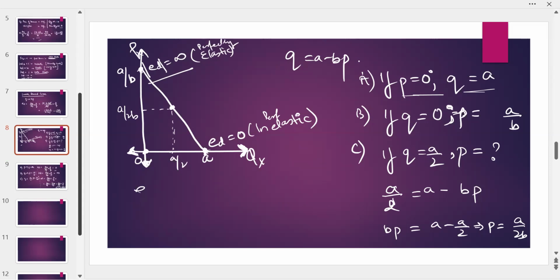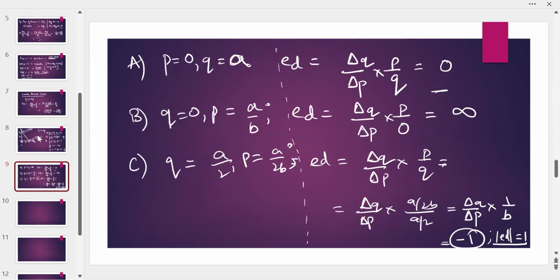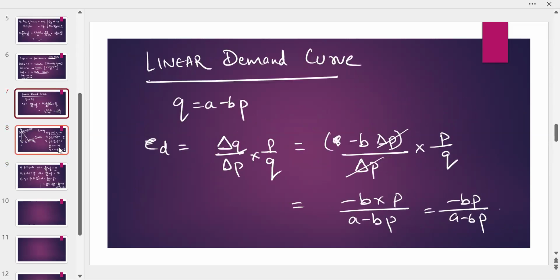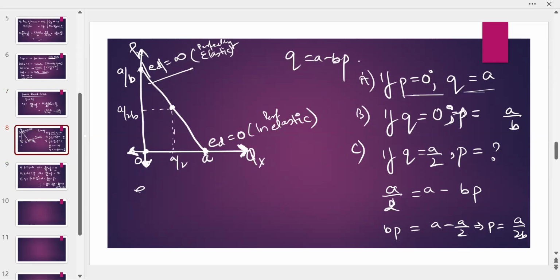However, in this case, when the price is A by 2B, we see that it is unit elastic, because here the demand curve is linear, right? So don't get confused. This is the case of a linear demand curve. We will also understand the case when the demand curve is not linear, correct? So in this case, the absolute value of the elasticity of demand is 1.